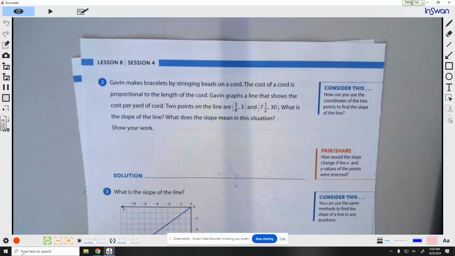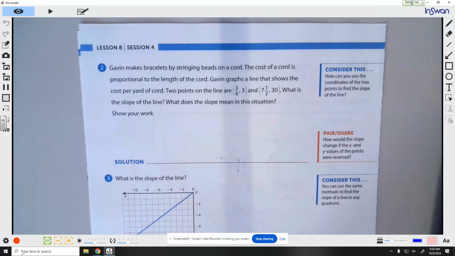All right, page 194, number 2. Gavin makes bracelets by stringing beads on a cord. The cost of a cord is proportional to the length of the cord. Gavin graphs a line that shows the cost per yard of cord. 2 points on the line are (3/4, 3) and (7.5, 30). What is the slope of the line?